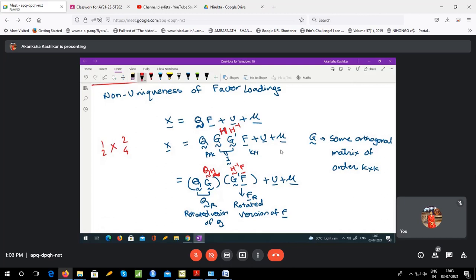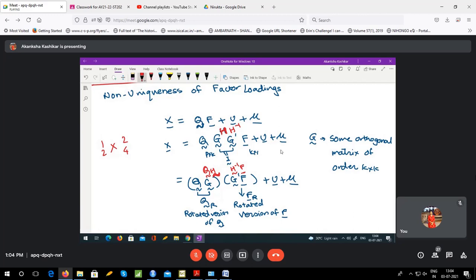Anyone? Ma'am, does the determinant make the change? Because determinant for orthogonal would be 1 or minus 1. But why should we be concerned about determinant? Ma'am, because if the value, again it comes back to the values. No, see.